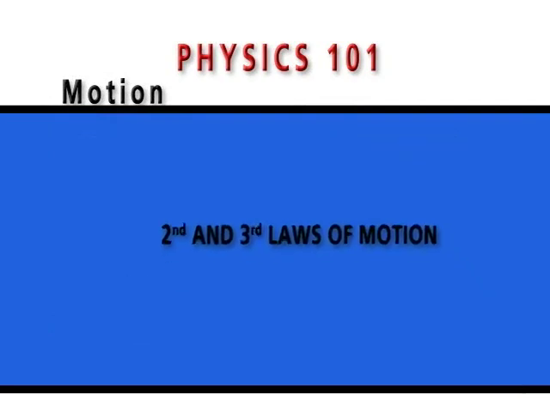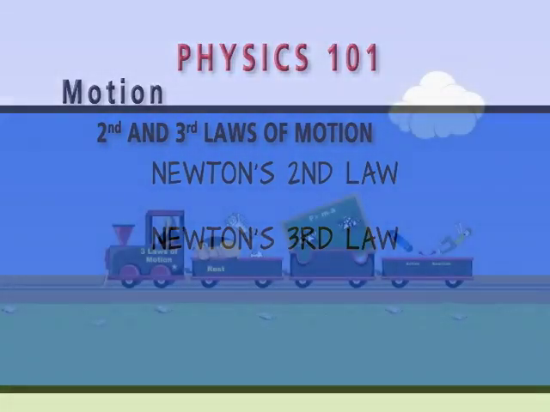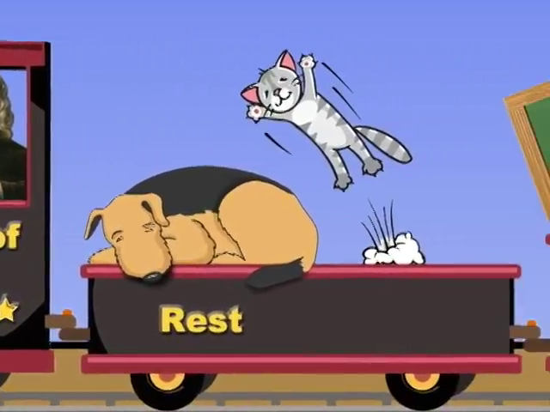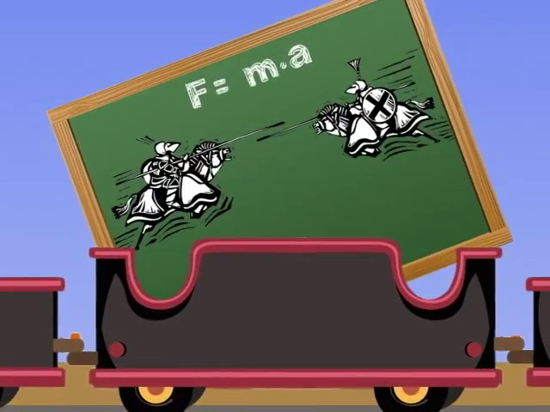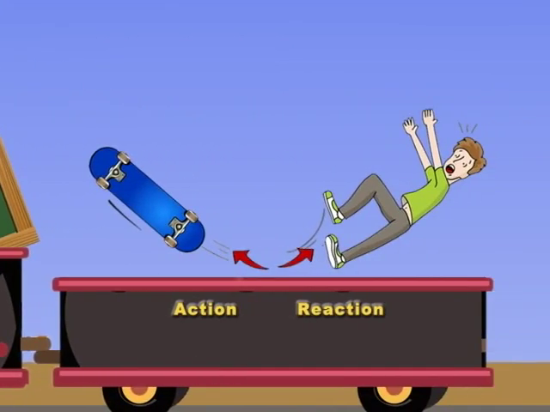In this segment, we look at Newton's second and third laws of motion. In our laws of motion train, the second law in the second car shows the formula F equals ma, force equals mass times acceleration, and it's illustrated by two massive knights forcefully accelerating toward one another. The third car shows our skateboarding young man slipping off his skateboard, illustrating Newton's idea that every action has an opposite and equal reaction.